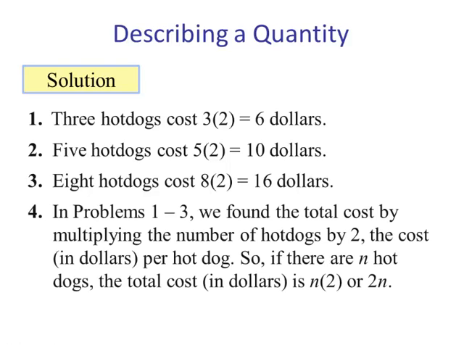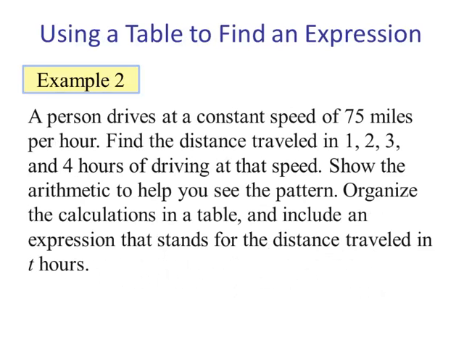Number 4, in problems 1 through 3, we found the total cost by multiplying the number of hot dogs by 2, the cost in dollars per hot dog. So if there are n hot dogs, the total cost in dollars would be n times 2, or normally we write it 2n.